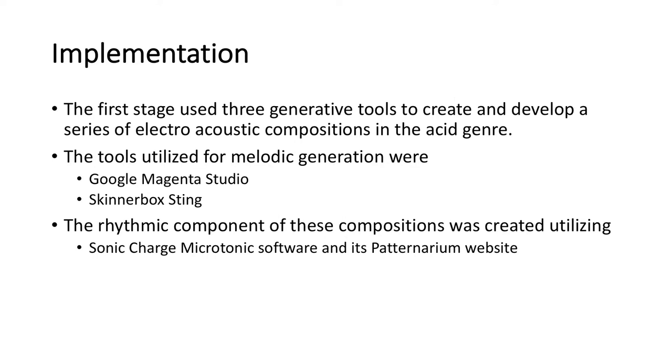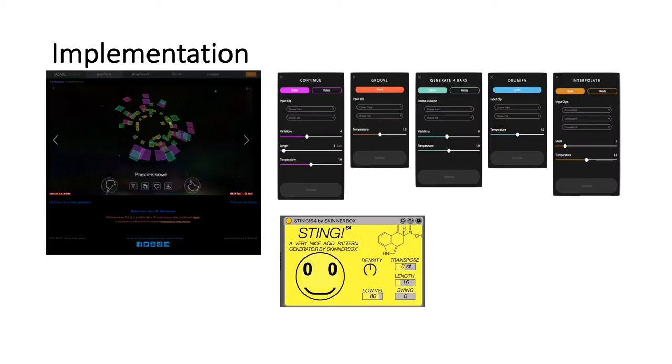Implementation. The first stage used three generative tools to create and develop a series of electroacoustic compositions in the acid genre. The tools utilized for melodic generation were Google Magenta Studio and Skinnerbox Sting. The rhythmic component of these compositions was created utilizing Sonic Charge's Microtonic software and its Patternarium website. Here you can see the Patternarium website, Generate, and Sting.